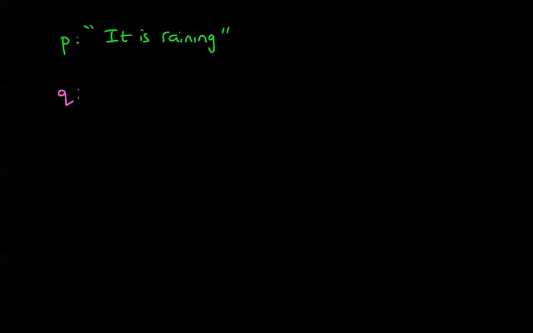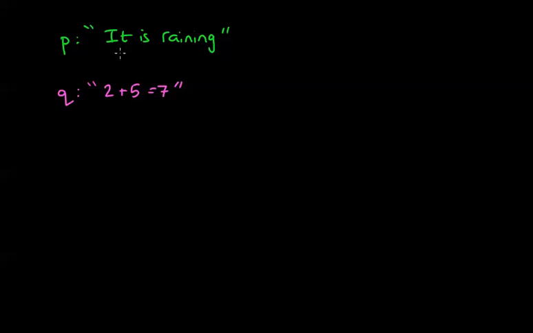Let's make another one. Choose the letter Q: 2 plus 5 equals 7. We know that's true. So that's a proposition and it's a true one. So P is a proposition, it is raining. Q is a proposition, 2 plus 5 equals 7. Now that's the notation.